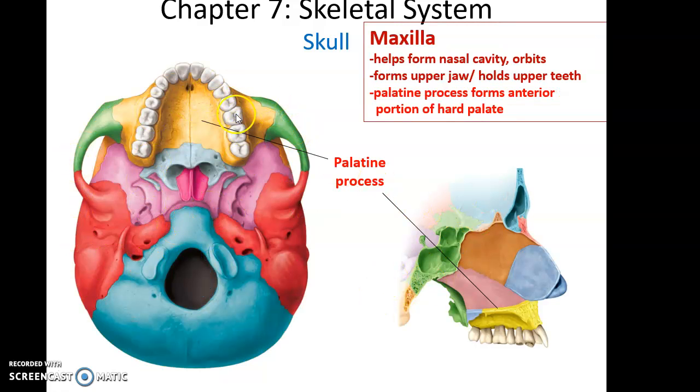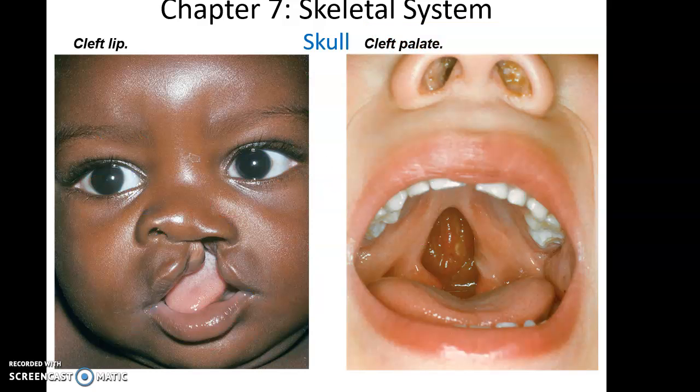Here again is the inferior view of the skull with the mandible removed. The anterior portion of the hard palate is formed by the palatine processes of the maxilla bones. And of course, they articulate with the palatine bone. So again, you have the palatine processes of the two maxilla bones helping to form the anterior portion of the hard palate or roof of the mouth.